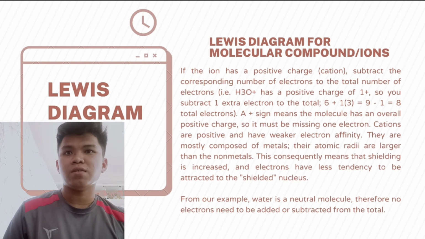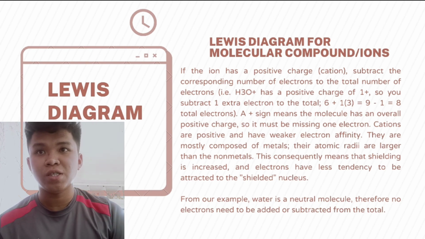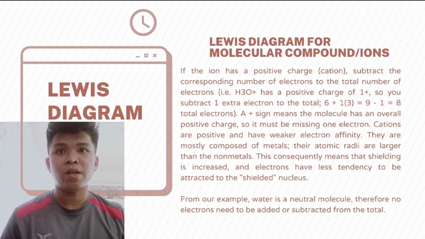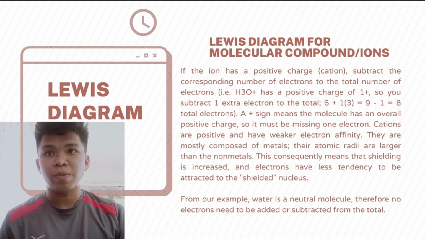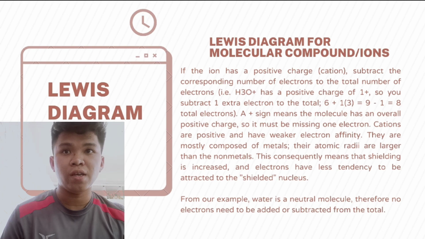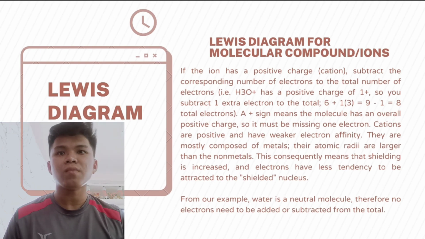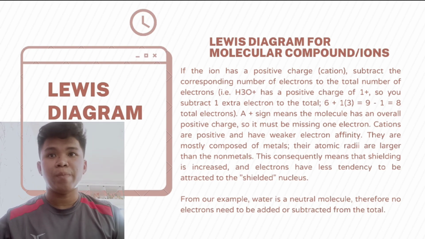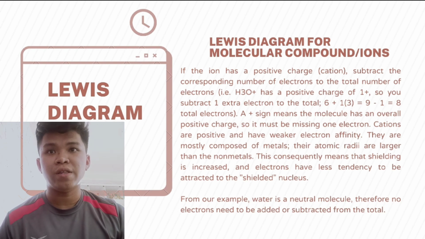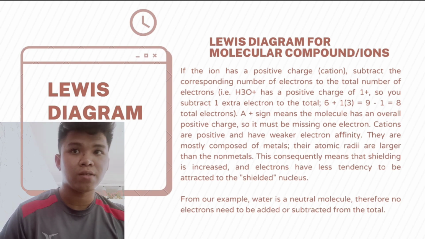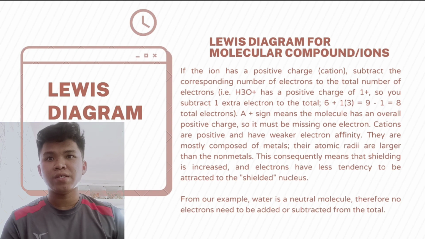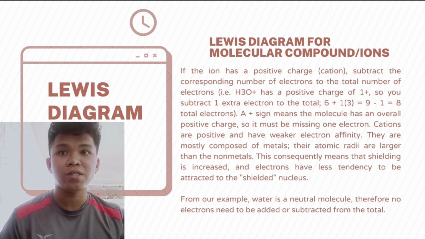A plus sign means the molecule has an overall positive charge, so it must be missing 1 electron. Cations are positive and have weaker electron affinity compared to the anion. They are mostly composed of metals. Their atomic radii are larger than the nonmetals. This consequently means that shielding is increased and electrons have less tendency to be attracted to the shielded nucleus.